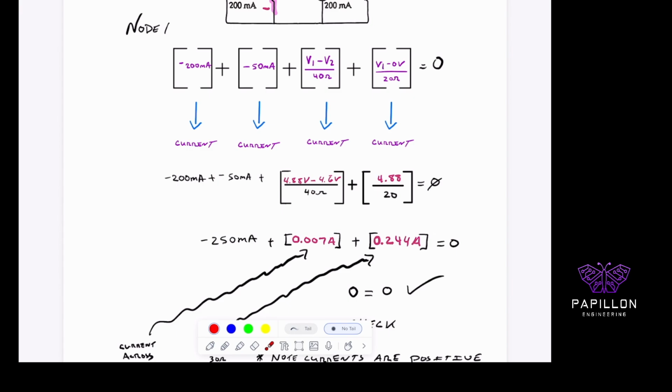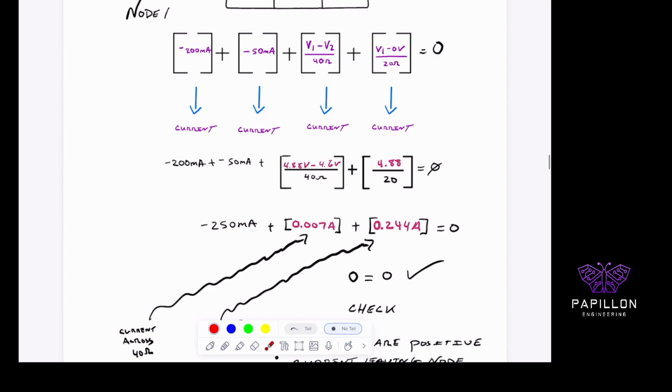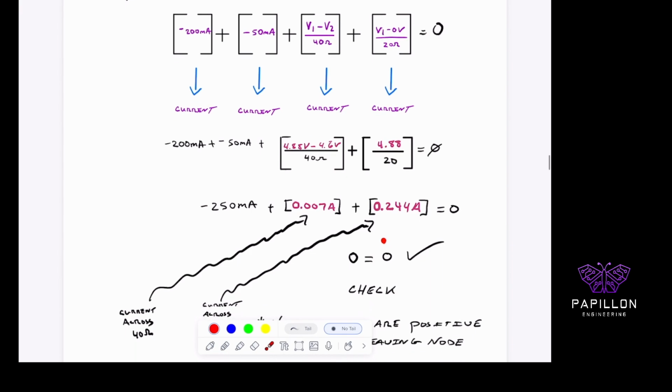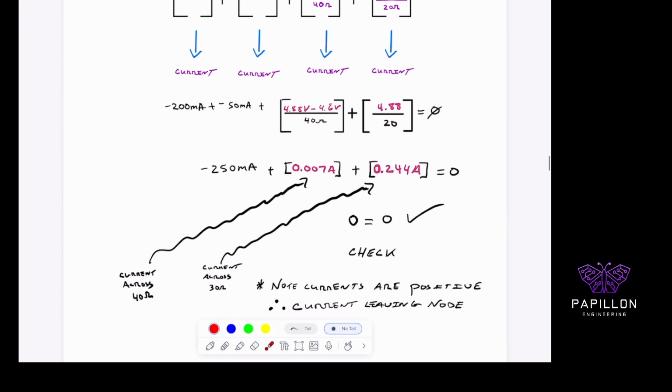What's cool about all this is that we can now show Kirchhoff's Current Law, which says if I take all these values, I do minus 200 milliamps, minus 50 milliamps, plus the 0.07 amps, plus the 0.224 amps, I get back a net of 0 equals 0. So that means I did everything correctly, which is kind of cool. It's like our check to see this actually worked.